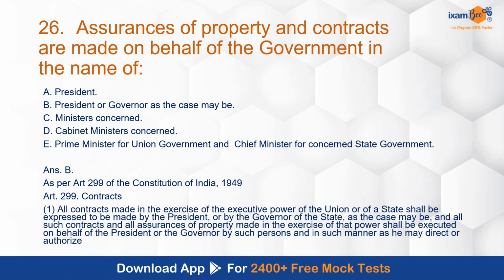All contracts which are made in the exercise of executive power of the Union or State shall be expressed to be made by the President or by the Governor of the State as the case may be, and all such contracts and all assurances of property made in the exercise of that power shall be executed on behalf of the President or the Governor by such persons and in such manner as he may direct or authorize.